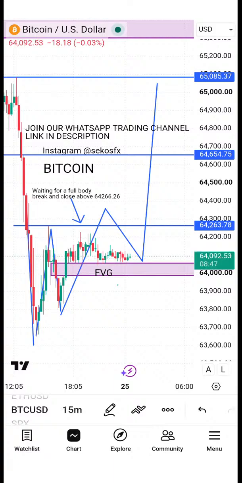Let's patiently wait for a breakout to avoid getting trapped.